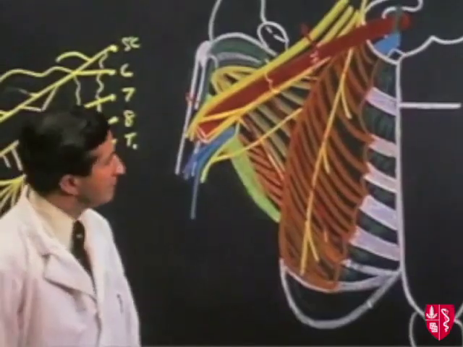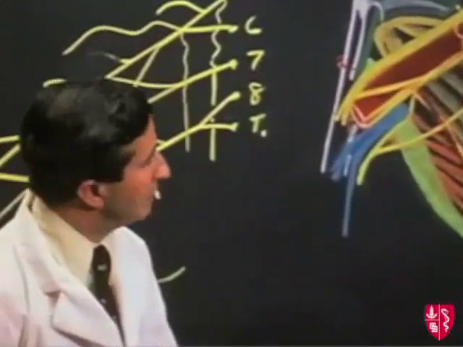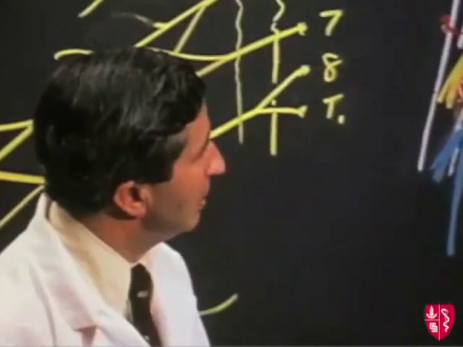The other nerve that we're cautioned about is the thoracodorsal nerve. I see you've not drawn that yet. I wonder if you'd tell us a bit about that nerve.